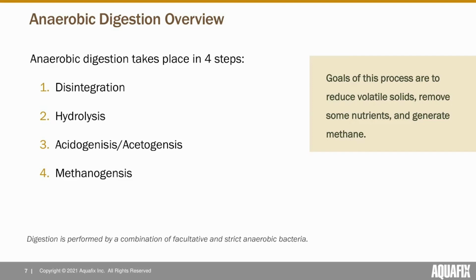So anaerobic digestion is, some people say, a 5-step process, and it takes place in these 4 to 5 steps. We have disintegration, breaking up of large solids to small solids, hydrolysis, which is converting these small particulate solids into soluble material which can be metabolized by bacteria. Then we have acido and acetogenesis, which is the process of acid generation, which is producing food for acetoclastic methanogens in methanogenesis.